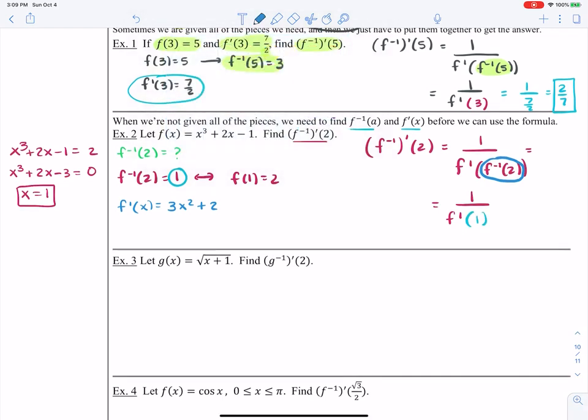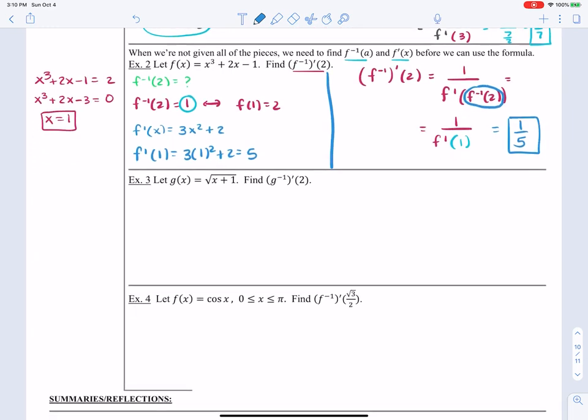So we're going to our f prime. F prime of 1 is 3 times 1 squared plus 2, or 5. And so now we get our answer of 1/5. So I used my formula to guide my work here. Let's do it again.